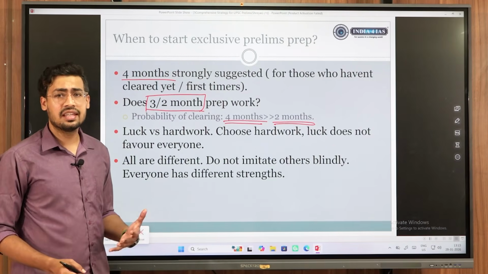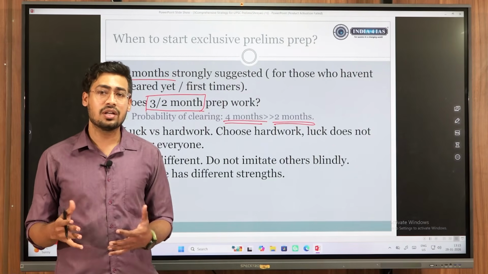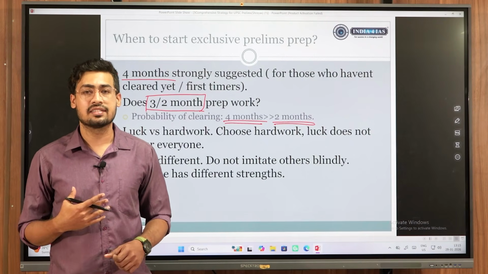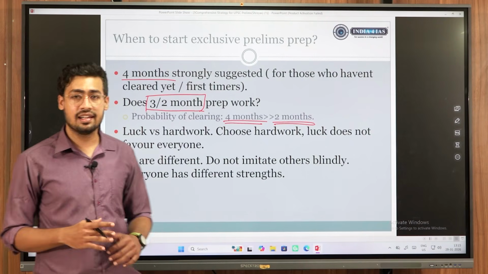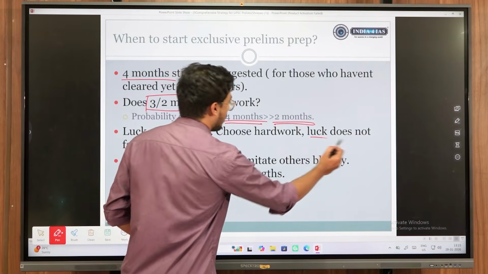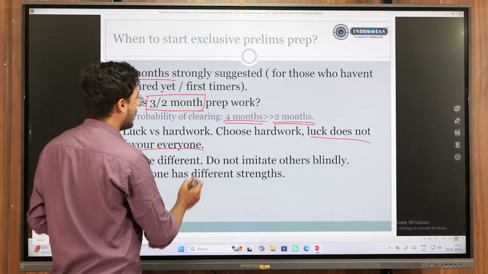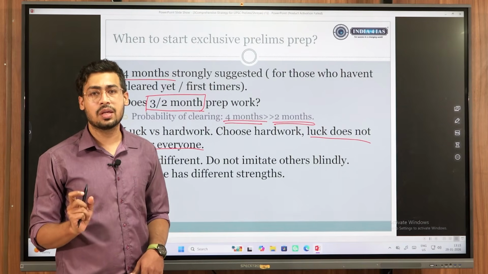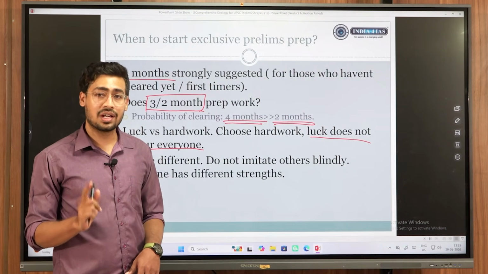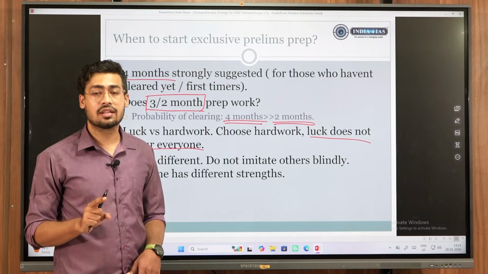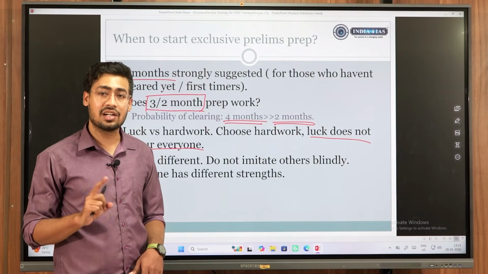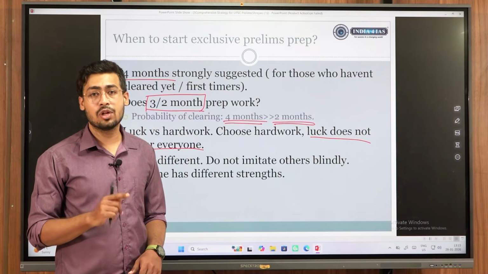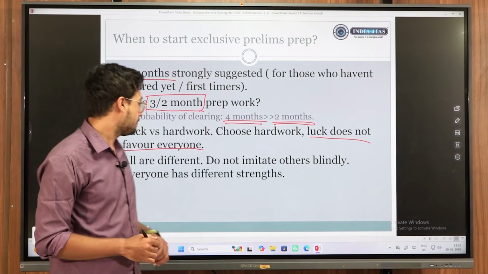And another important thing that we need to analyze is, there is always this debate of luck versus hard work. We need to recognize that it is only hard work which is in our hands. Luck is not in our hands, and in general, luck does not favor everyone. So if you are relying more on luck, then even with less time you can clear prelims. But if you are relying more on hard work, then give a good amount of time for prelims, get control over it. So on the day of the exam, even if luck does not favor you, your name will be in the prelims cleared list.